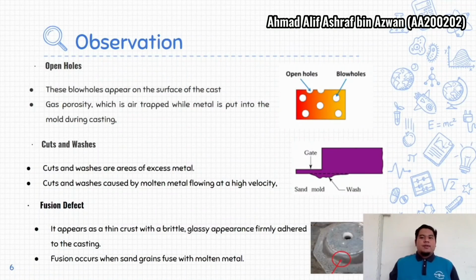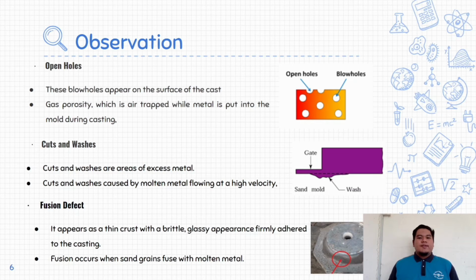For observation, there are 3 defects, which are open holes, cuts and washes, and fusion defect. For open holes, these blowholes appear on the surface of the cast. It's caused by gas porosity, which is air trapped while metal is put into the mold during casting.